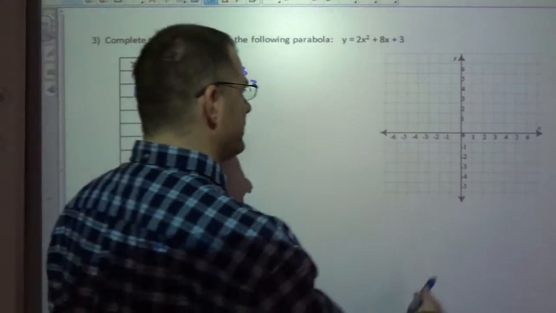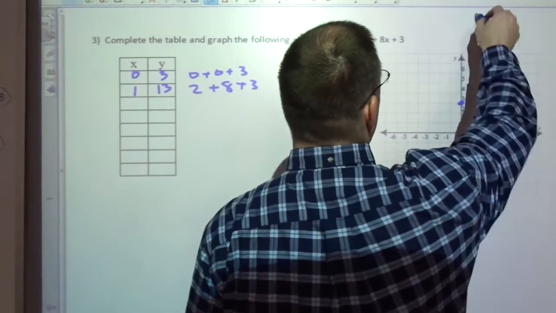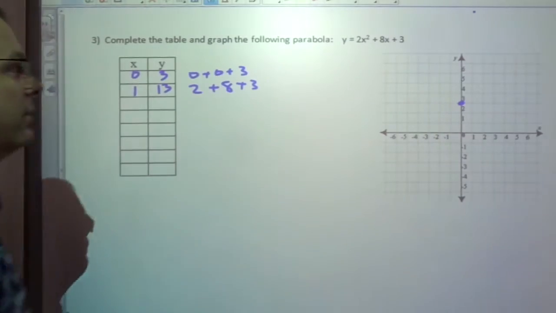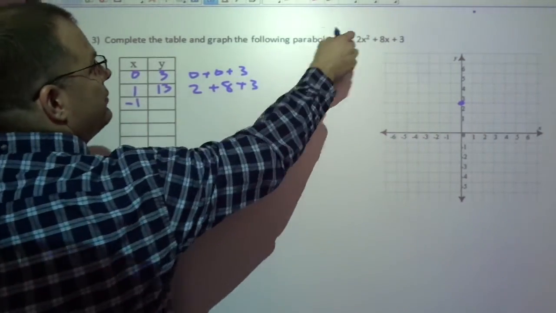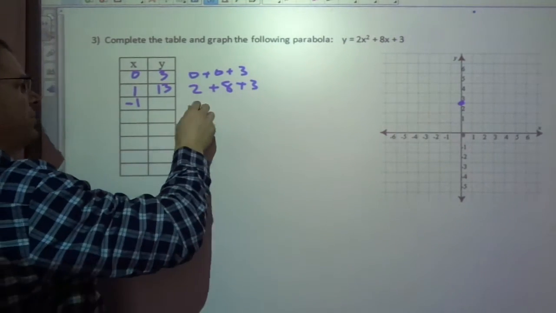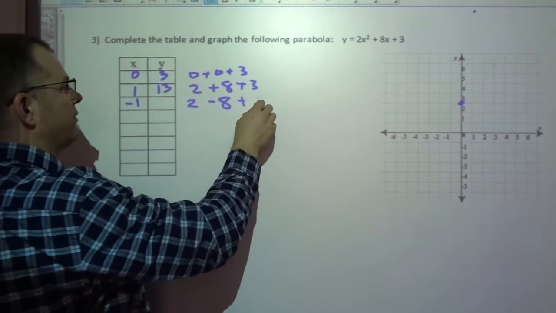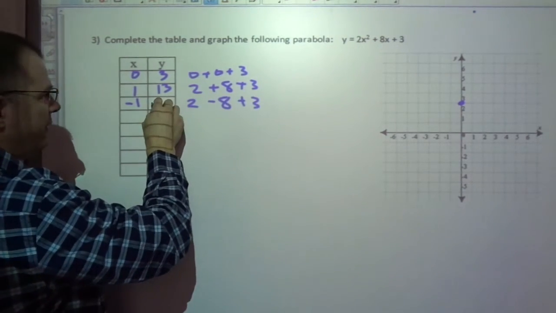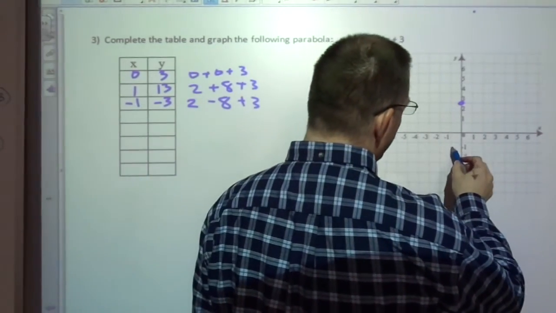So let's put one of these down. All right, 1, 2, 3. 1 is all the way up at 13. So let's move the other way. Let's go to negative 1. That would give me 2 times negative 1, well, negative 1 squared is positive 1, and that times 2 is 2, minus 8 plus 3. So that's negative 6 plus 3 is negative 3. So negative 1 is negative 3.